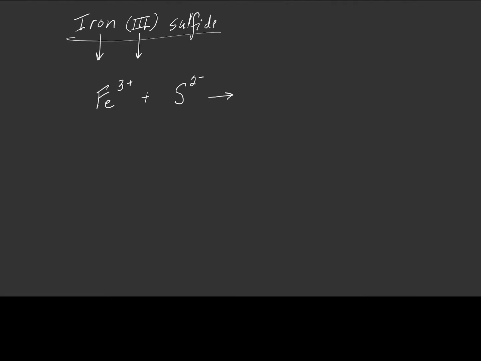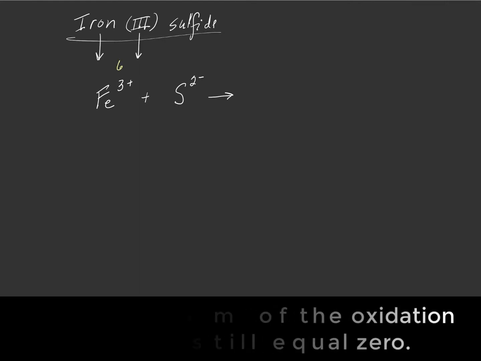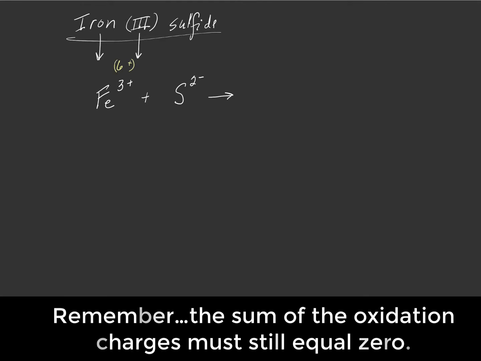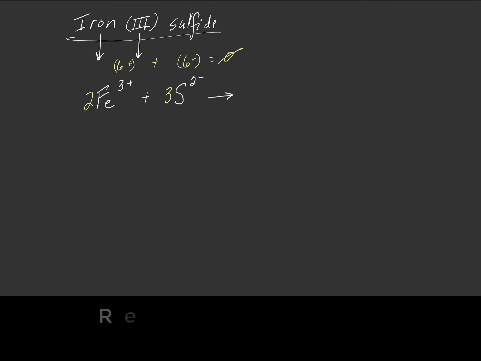So now we ask ourselves, what's common between 3 and 2? And that's 6. So what we need is to come up with something here that's a positive 6 and add it to a negative 6, so that equals 0. Okay? So we know 2 times 3 would be 6, and that would be positive. And 3 times 2 would be 6. That one would be negative.